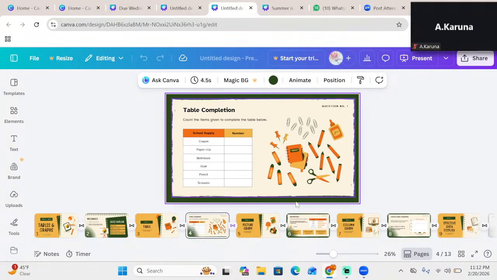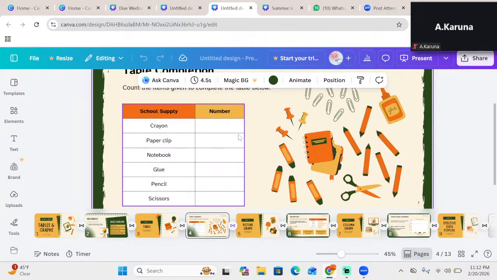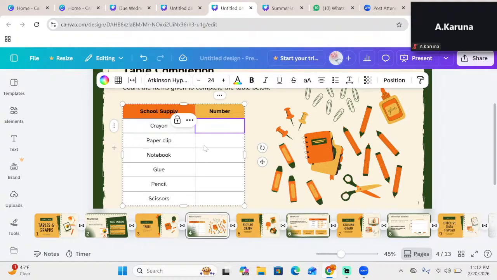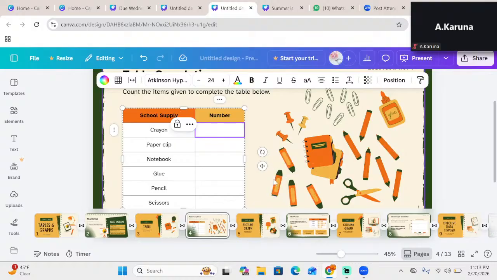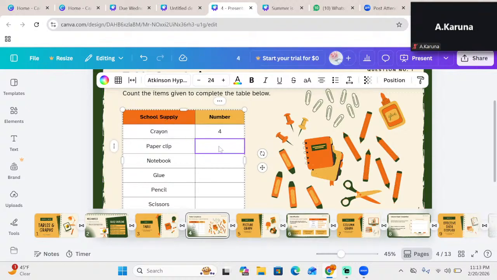We basically just have to count the number of stuff here that matches with that category. So let's check. Let's do it together. Our first school supply is crayon. Let's count how many crayons are in this picture. 1, 2, 3, 4. So 4 crayons.